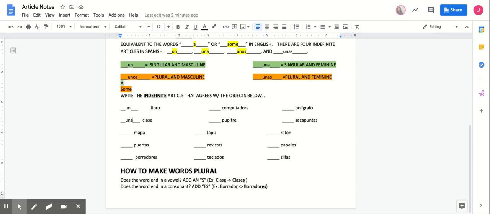So remember, vocab tonight for homework after you finish your articles practice. Vocab is going to be that classroom object vocab, like I said, and practicing ser if you still need to practice ser.